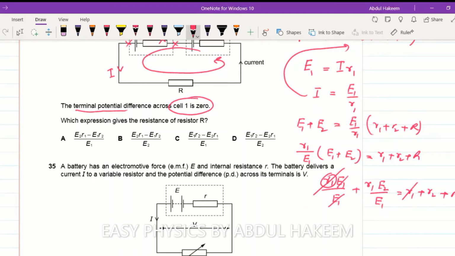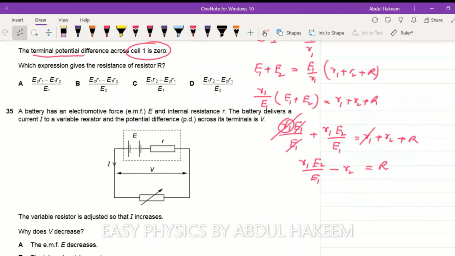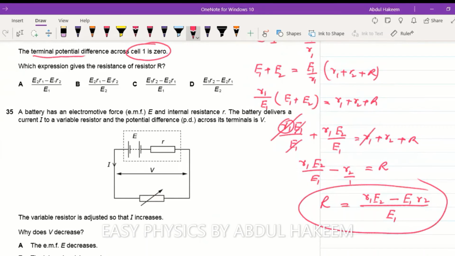So this side is R1 E2 over E1 and minus R2 is equal to capital R, because this R is required. So this R can be written by taking the LCM. The LCM is E1, because this is R2 over 1. So it is R1 E2 minus E1 R2, all over E1. So this is the expression for the resistance. So the correct option is A.